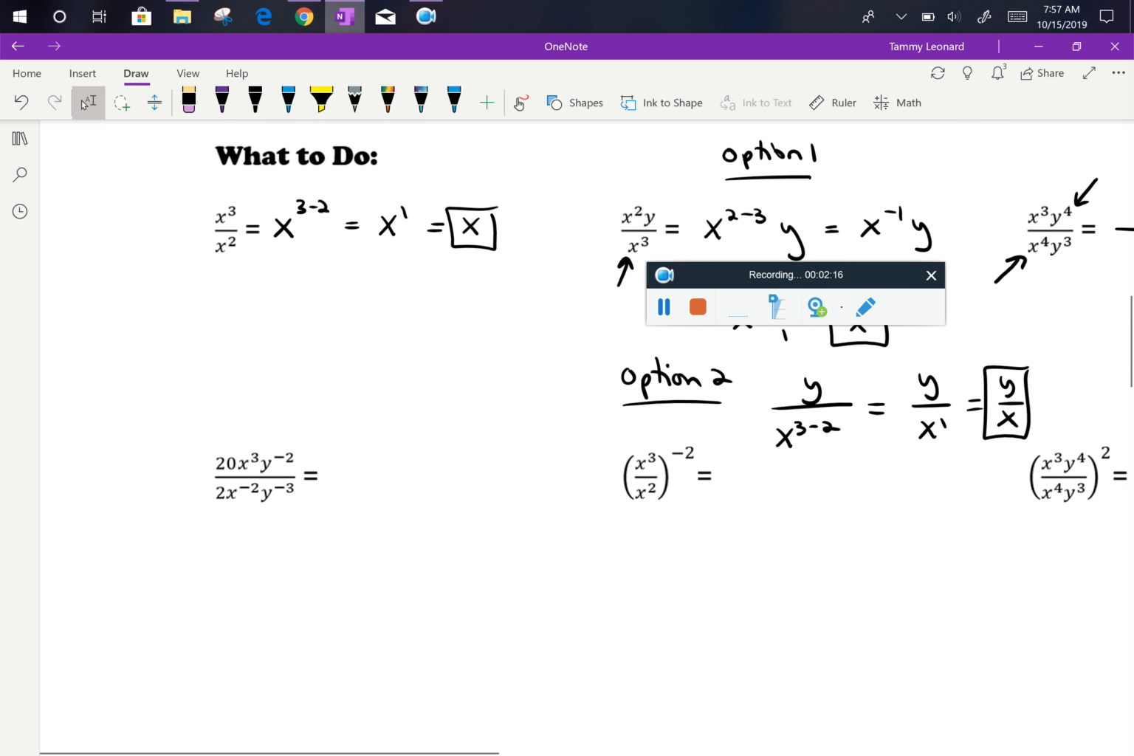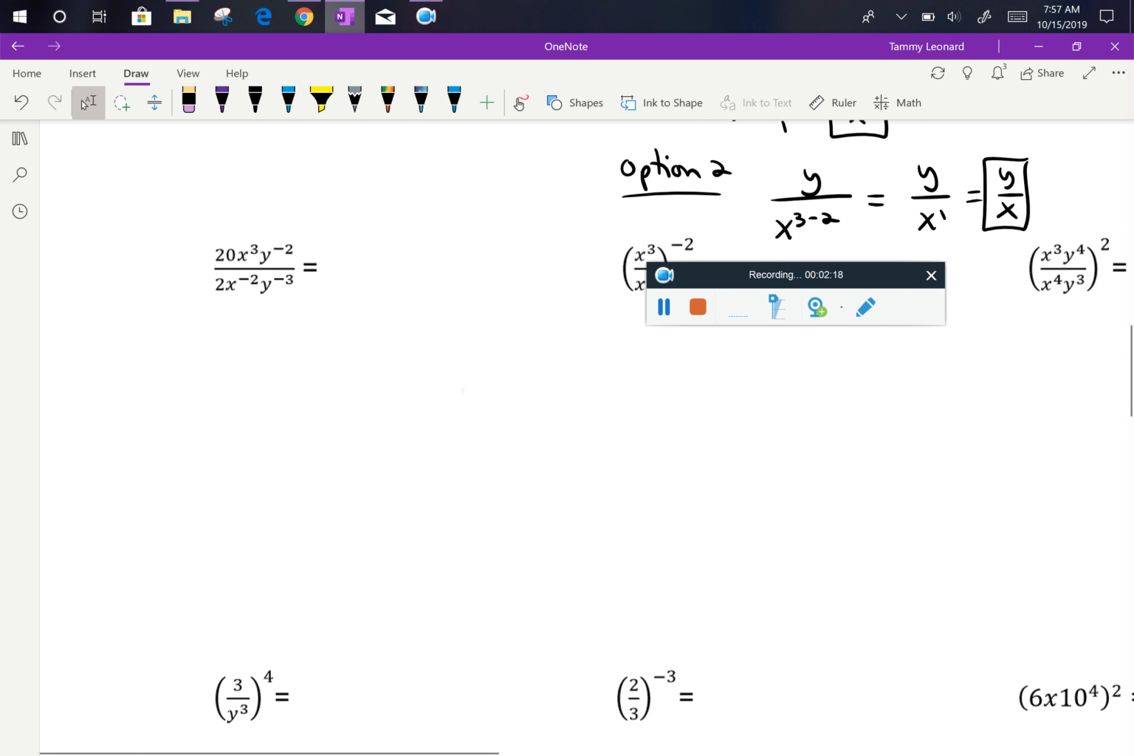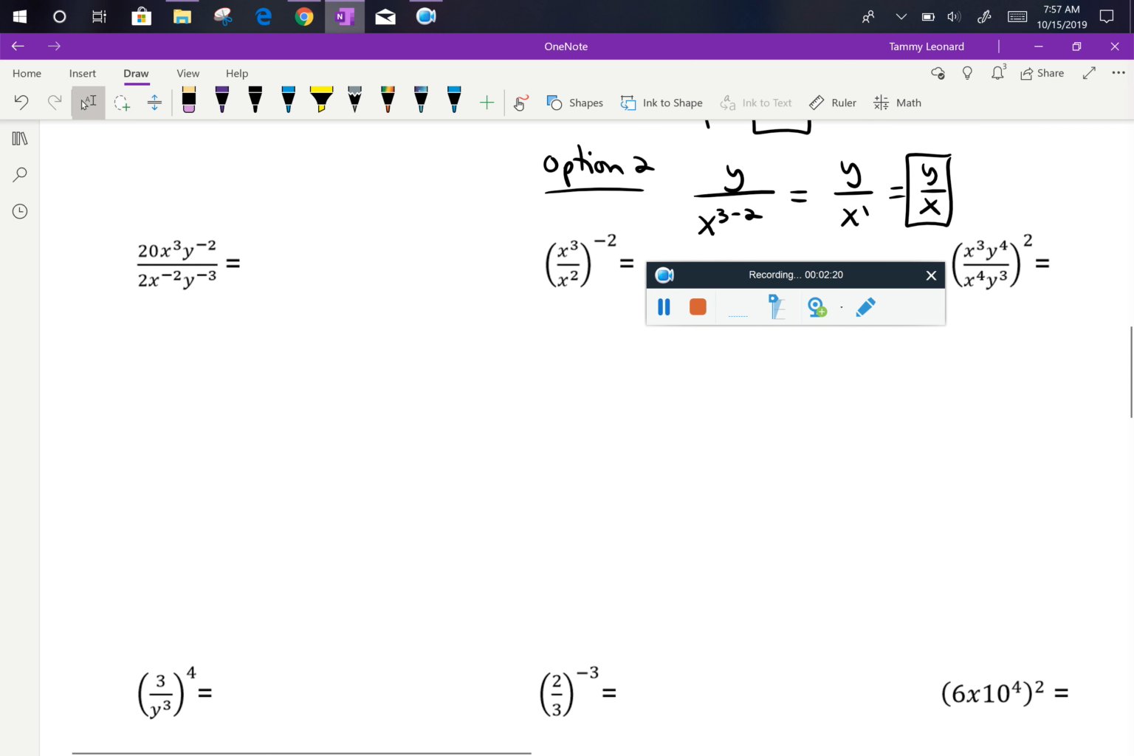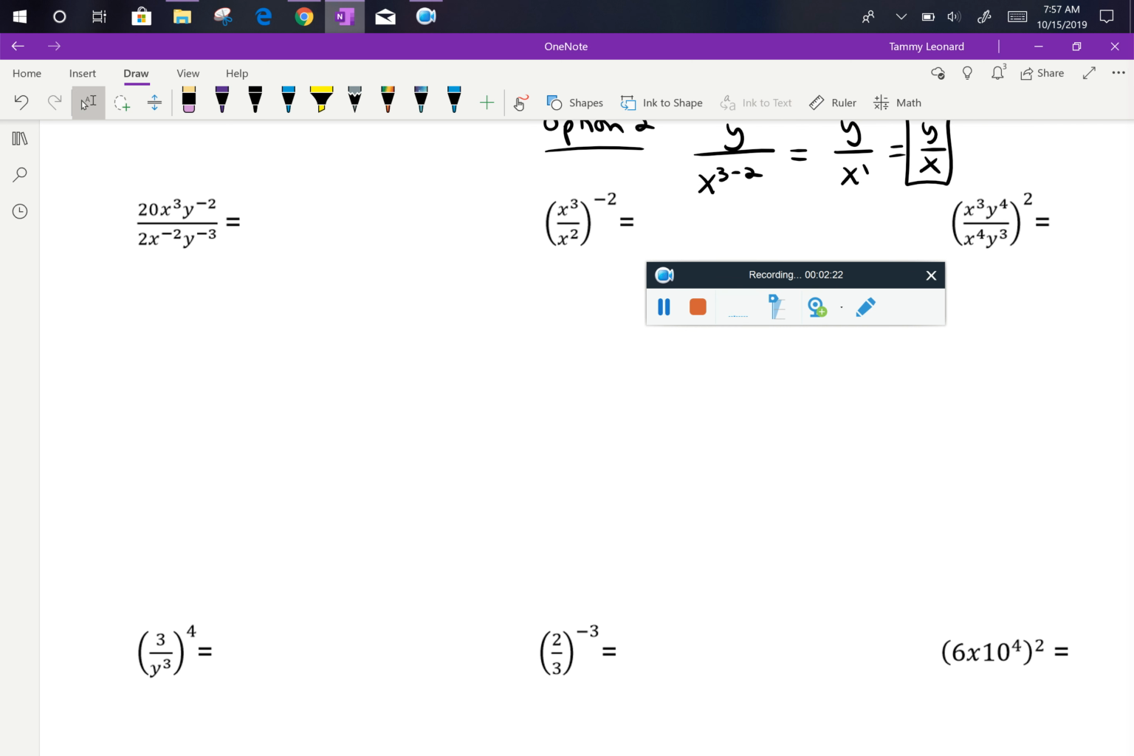Skipping down to the next row, we see that we now have some coefficients as well as variables. When I see 20 over 2, I treat it the same as reducing any other fraction. 20 divided by 2 is 10, and since the larger number was in the numerator, I'm going to have a 10 in the numerator.